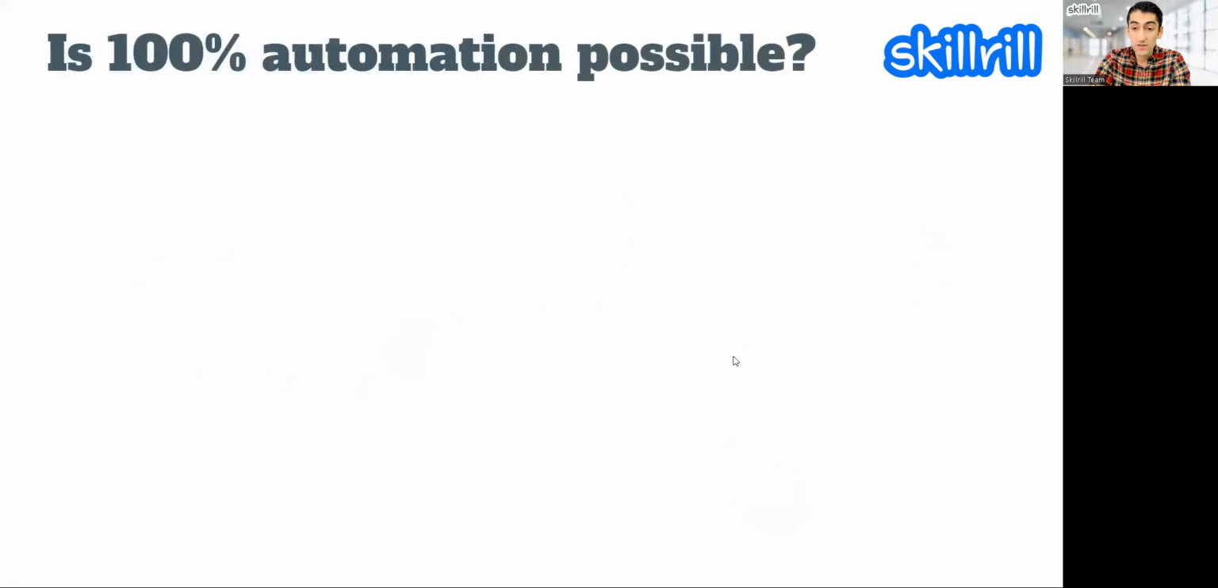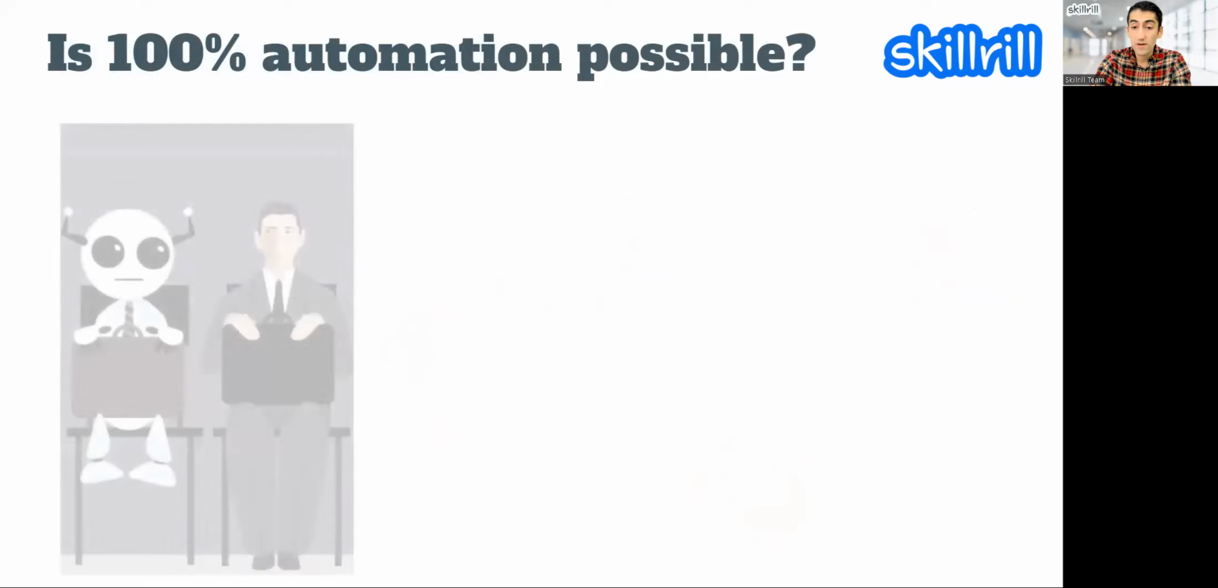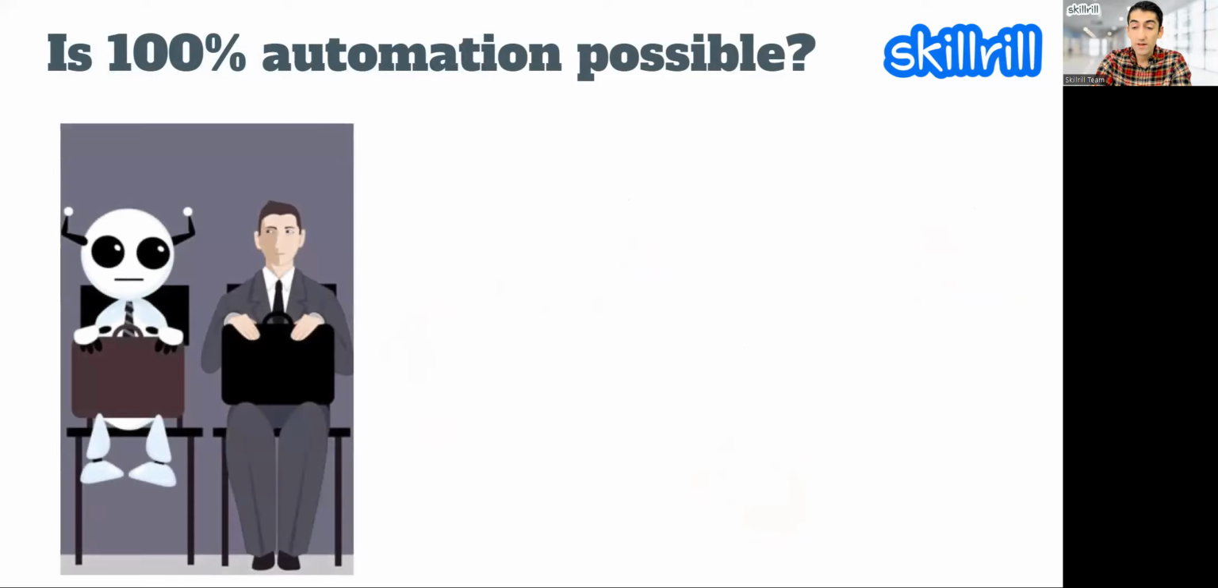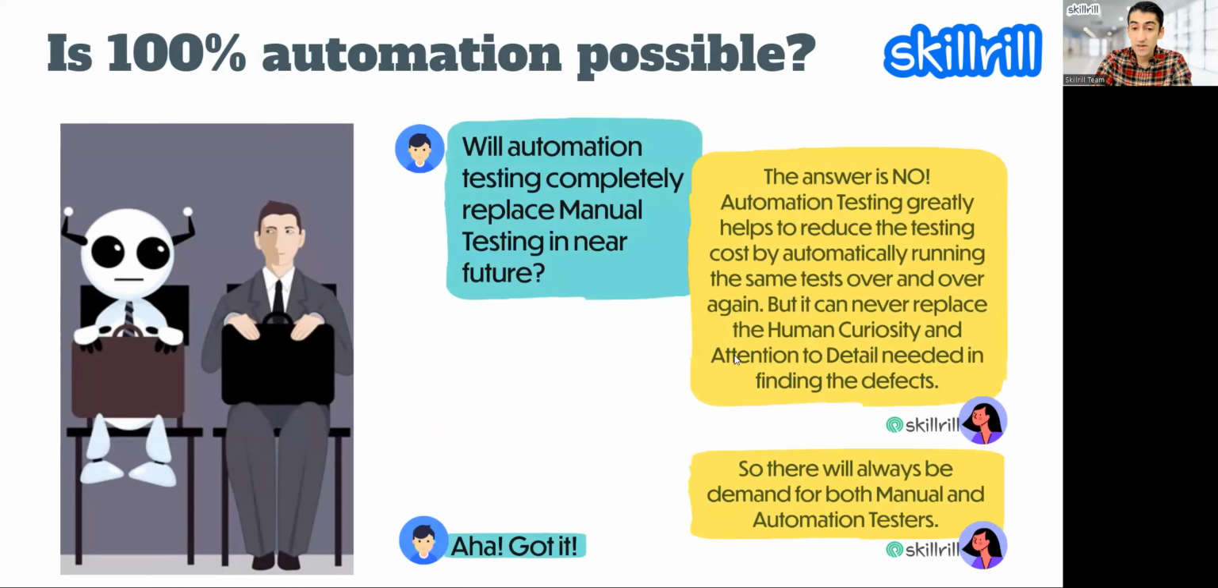So the next question is, is 100% automation possible, or is automation testing going to completely replace manual testing in the near future, and am I going to lose my career as a manual tester? The answer is no. Automation testing can never replace manual testing. It is here as an additional effort, as a help to manual testing.